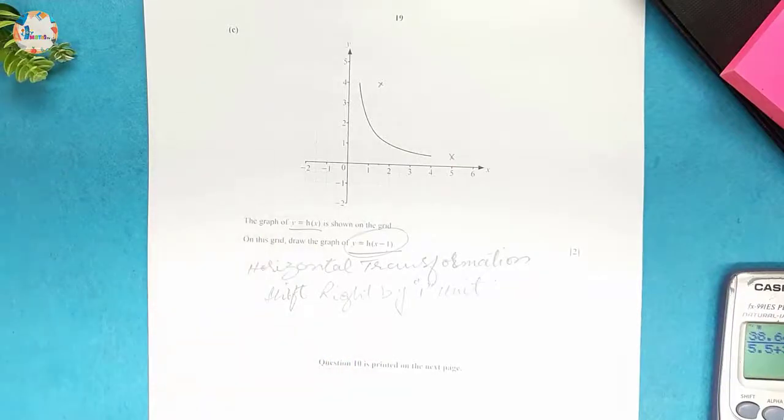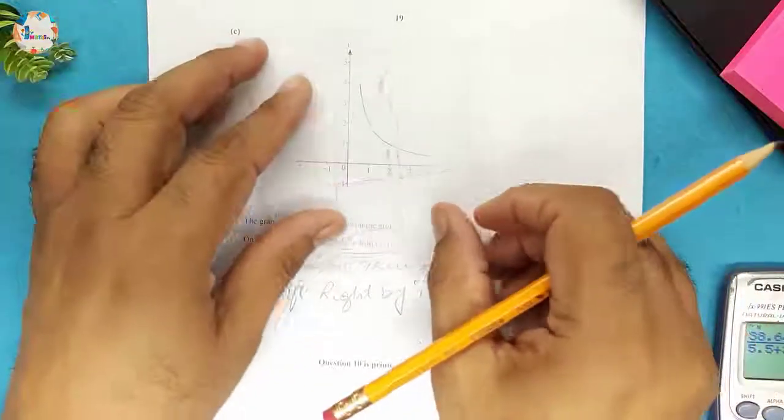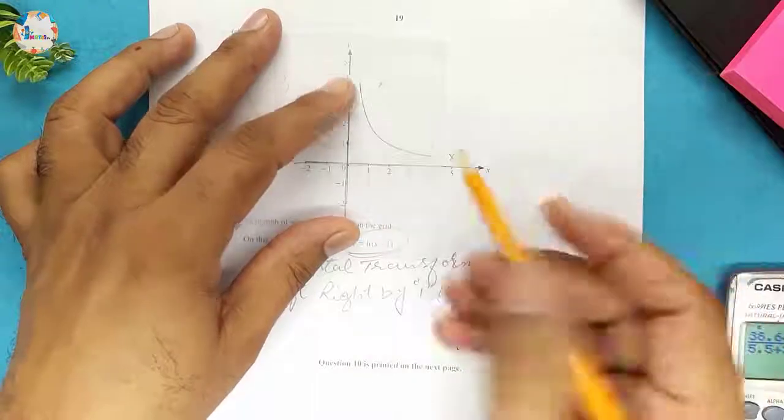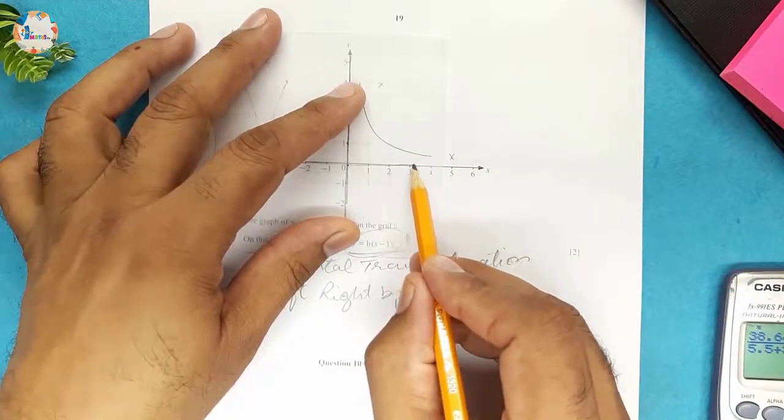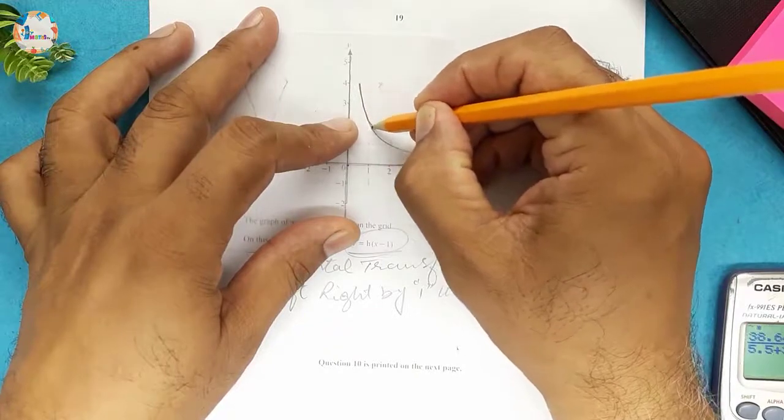So one way of moving the curve is basically we can use tracing paper to move this one. Like if I'll show you, like for example over here, this is the curve which we are going to move.